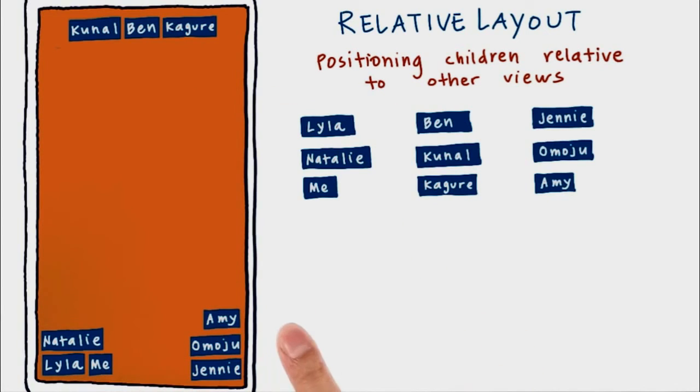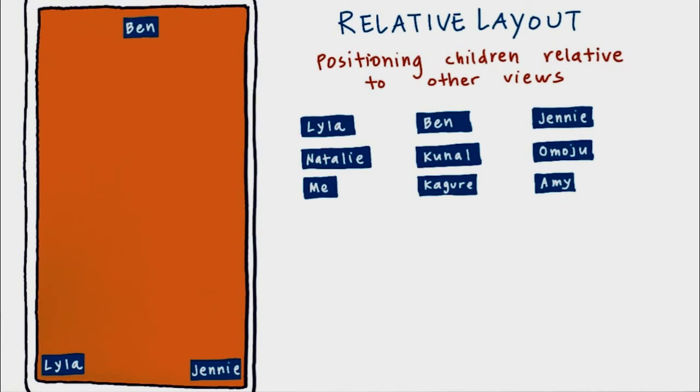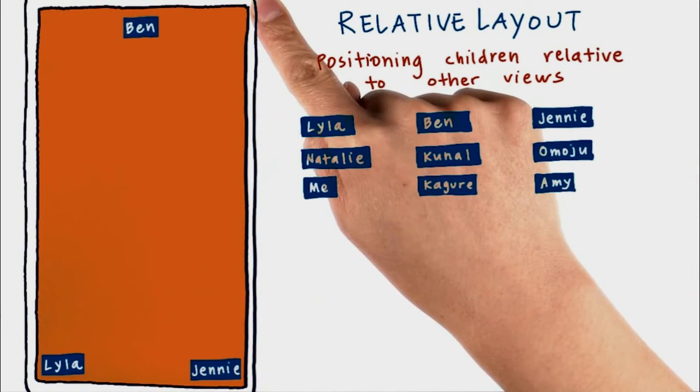So could we build this seating arrangement in XML using text views and a relative layout? We know how to position views in corners. So the Lila text view would be aligned to the parent's left edge and bottom edge. The Jenny text view would be aligned to the parent's right edge and bottom edge. For Ben, we would align him to the top edge of the parent. By the way, we're assuming that the parent is the full width and height of the screen, so we've set match parent for width and height.